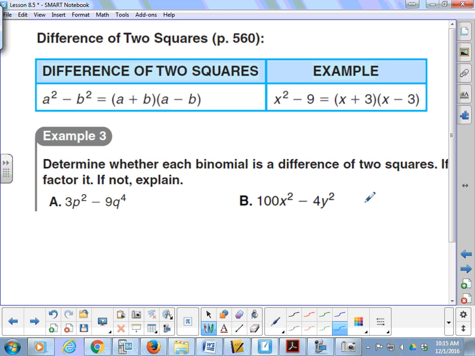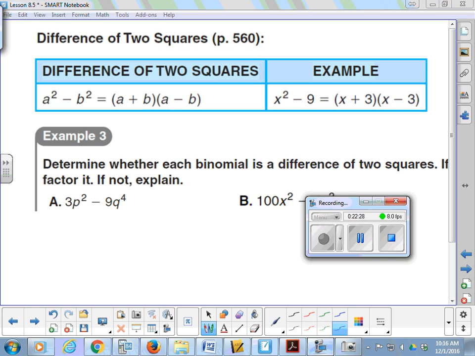So when we're factoring difference of two squares, first of all, we've got to see if they are squares or not. If they are squares, then we write the first one plus the second one times the first one minus the second one. So go ahead and try to do both of them. If it's not a perfect square, explain why not. If it is, then factor it. And then I'll do them for you.